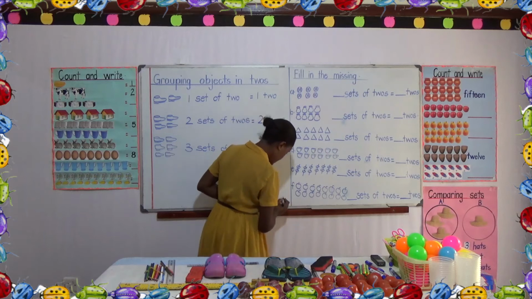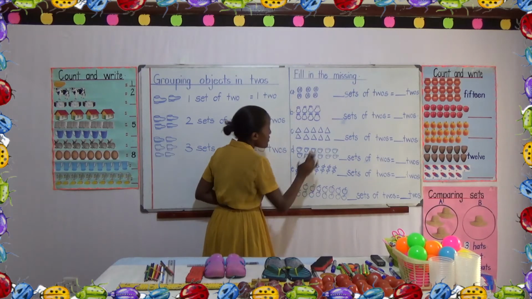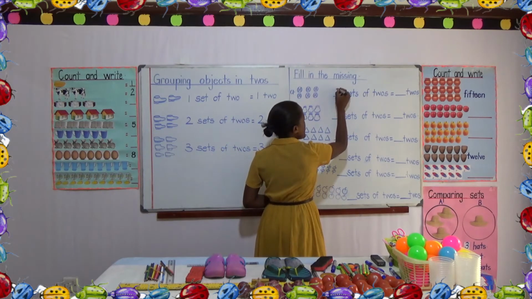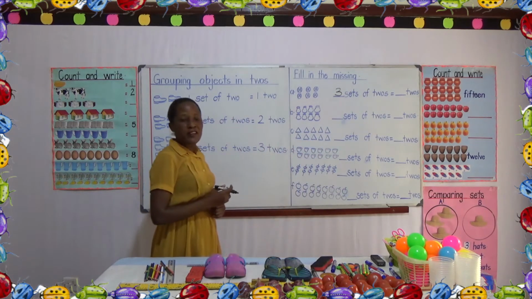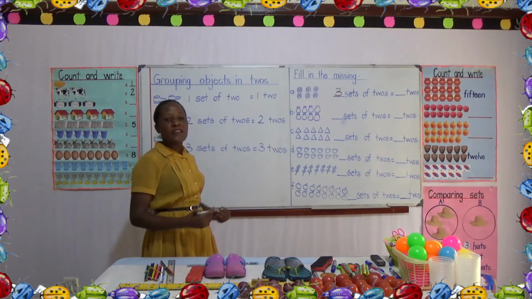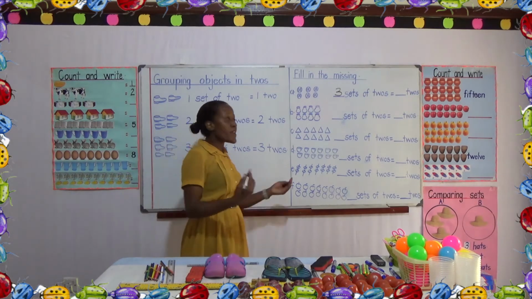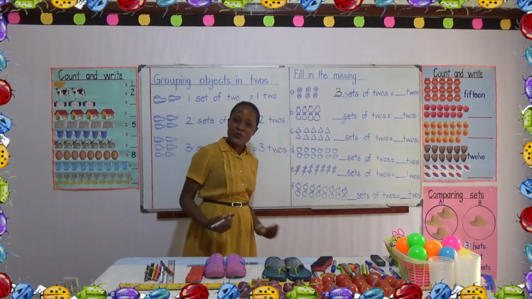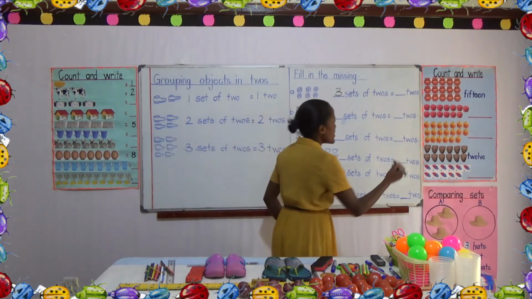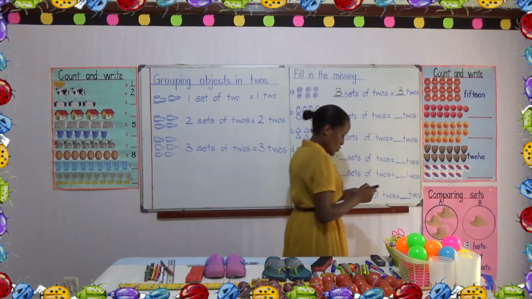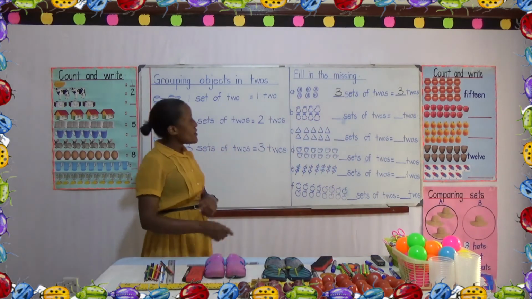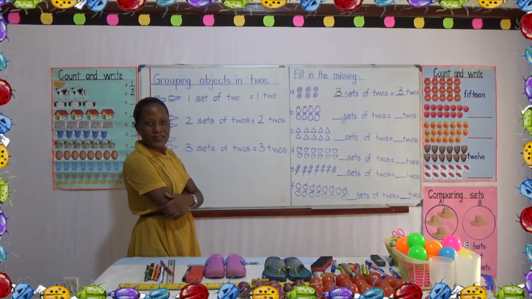I will write three sets. They are three. Three sets of twos. And how many twos are they? Still, they are 1, 2, 3 twos. They are 3 twos. So I will write 3 twos. So we have 3 twos.